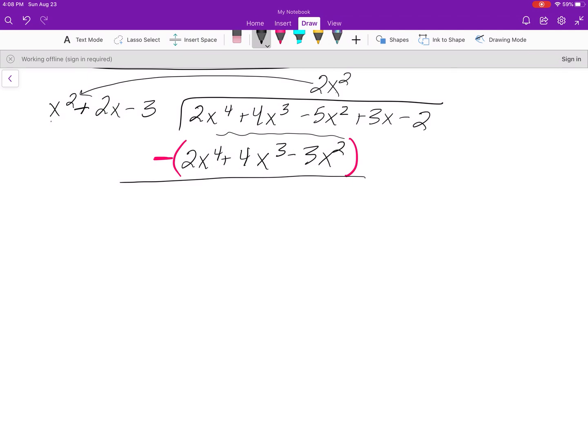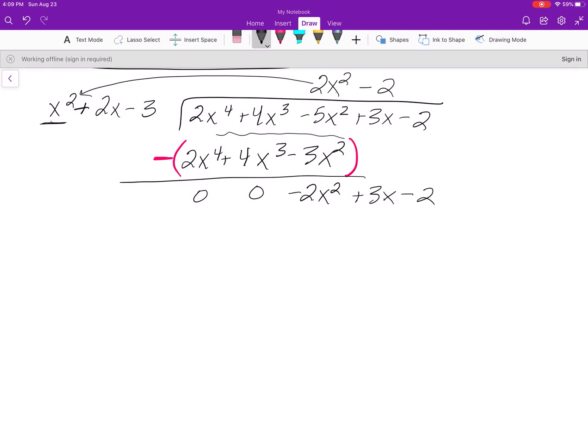2x to the fourth minus 2x to the fourth. Ooh, 4x to the third minus 4x to the third. I'm getting 0. 5x squared minus negative 3. That would actually be plus 3. So I'm going to get negative 2x squared. And I'm going to bring down the next term with 3x. Okay, this is interesting because I don't think I'm going to have an x term in my quotient. I didn't think about that. All right, so x squared, what do I have to multiply it by to get negative 2x squared? All I need is a negative 2, I think.